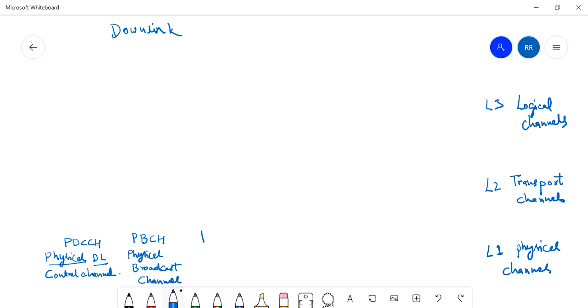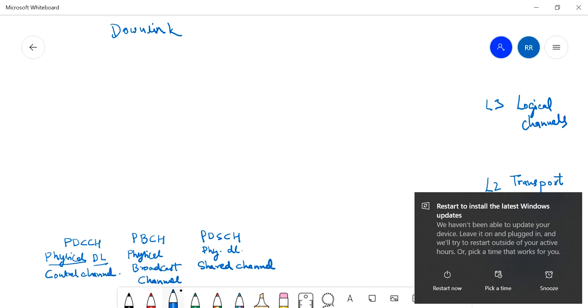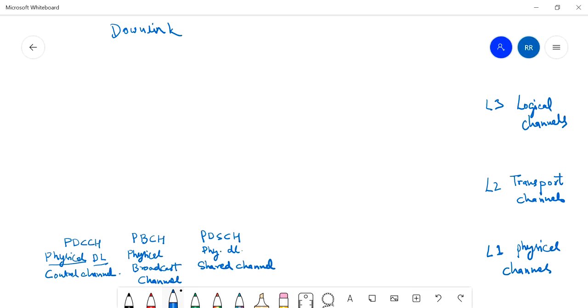Next is PDSCH. This is a very important channel because most of the traffic, the data, is carried on this channel. How it is carried, I'll explain later. This is physical downlink shared channel, and since it is a shared channel, it is shared by most of the logical channels and traffic channels. That's why it carries most of the data. So that's why it is a very important channel. All the user data is carried on this channel, whether uplink or downlink, sorry, downlink only. Uplink we will talk about later.